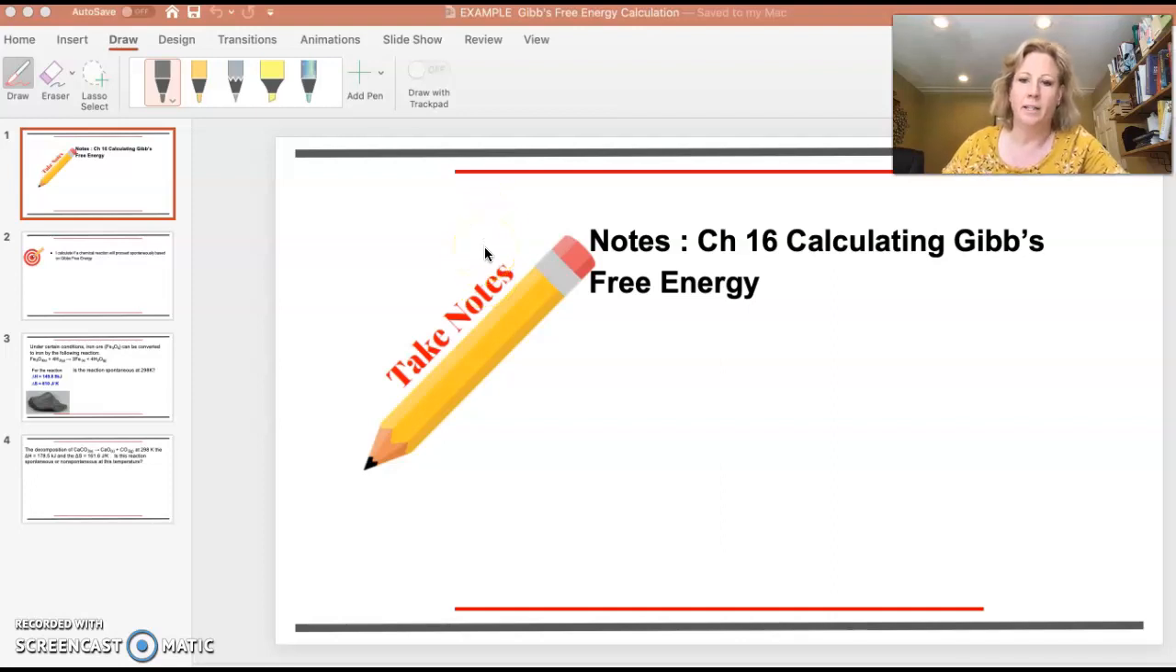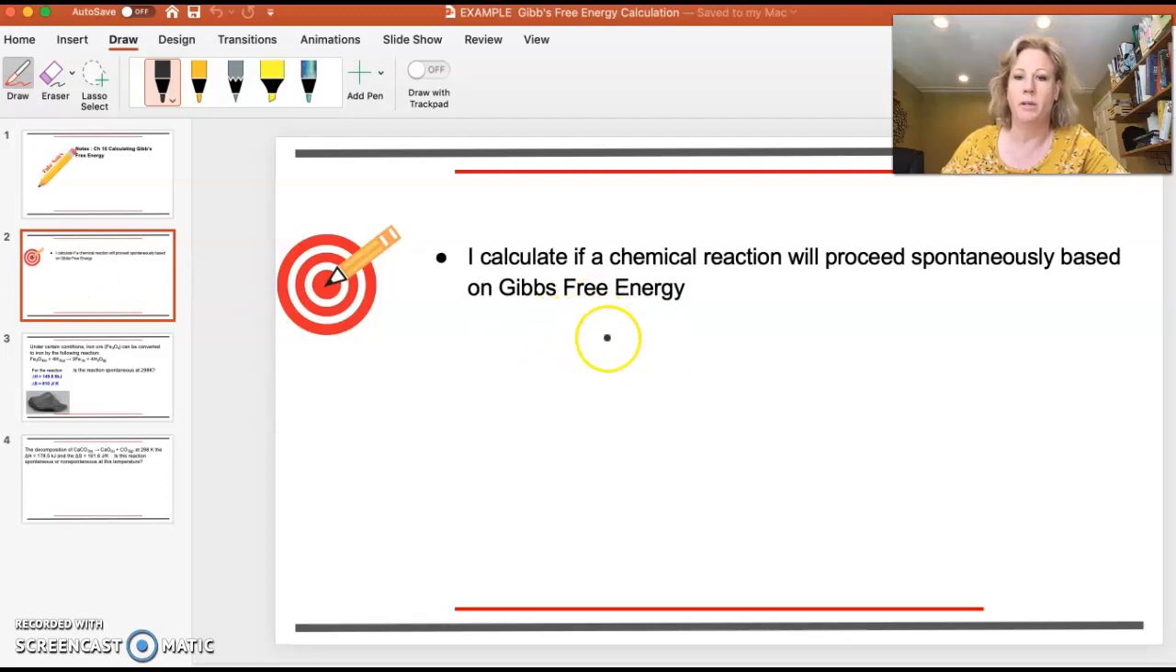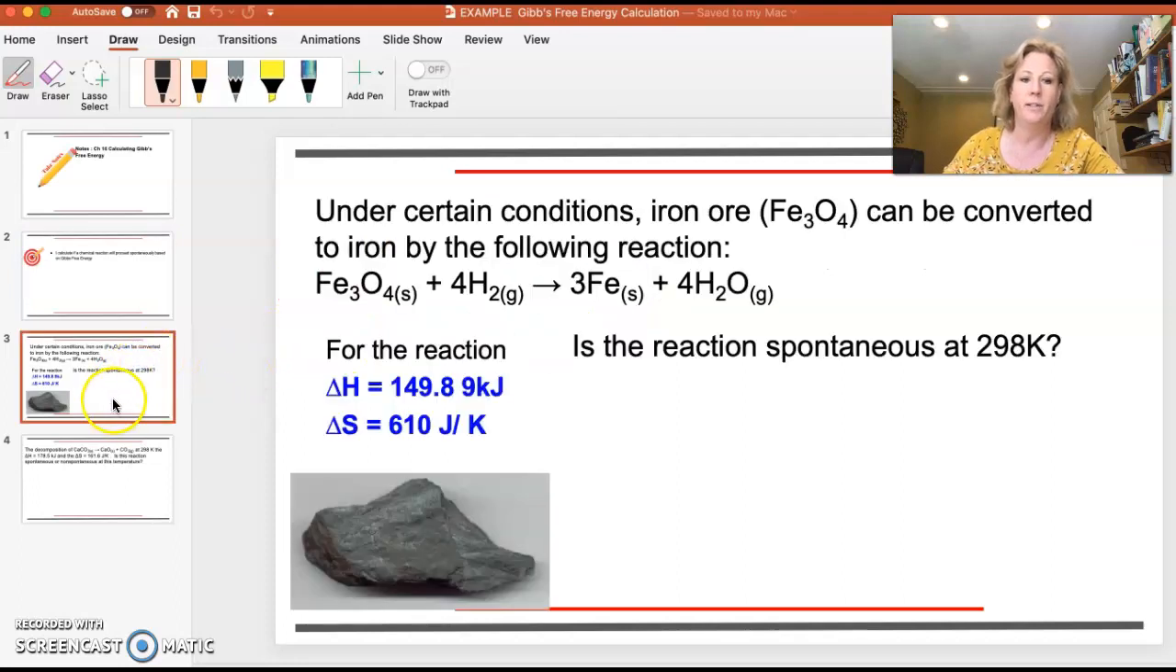This is a video that will show you how to do Gibbs free energy calculations. So our learning target is that we're going to be able to calculate whether or not a reaction will proceed spontaneously or not. So I just have two examples. This one is a reaction where you can take the iron ore, which we have in northern Minnesota, and convert it into iron, which can then further be used to produce steel and other metal alloys.